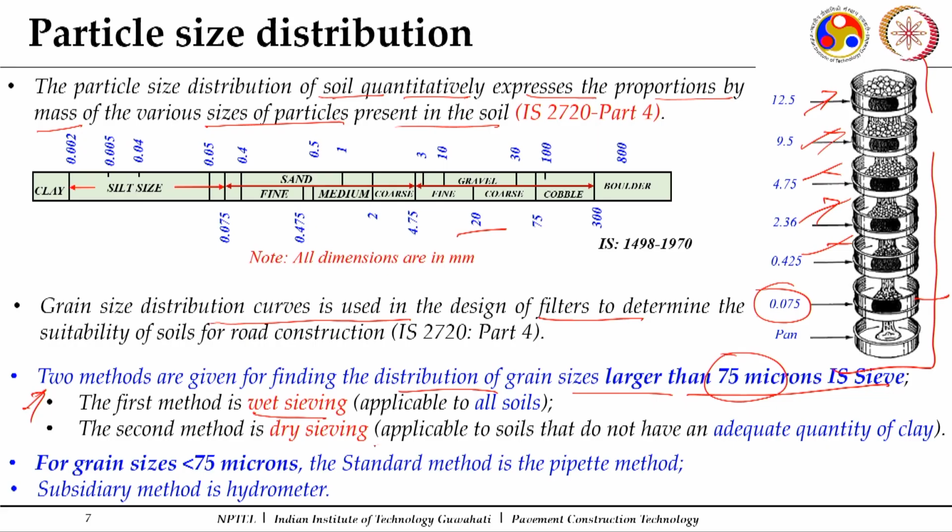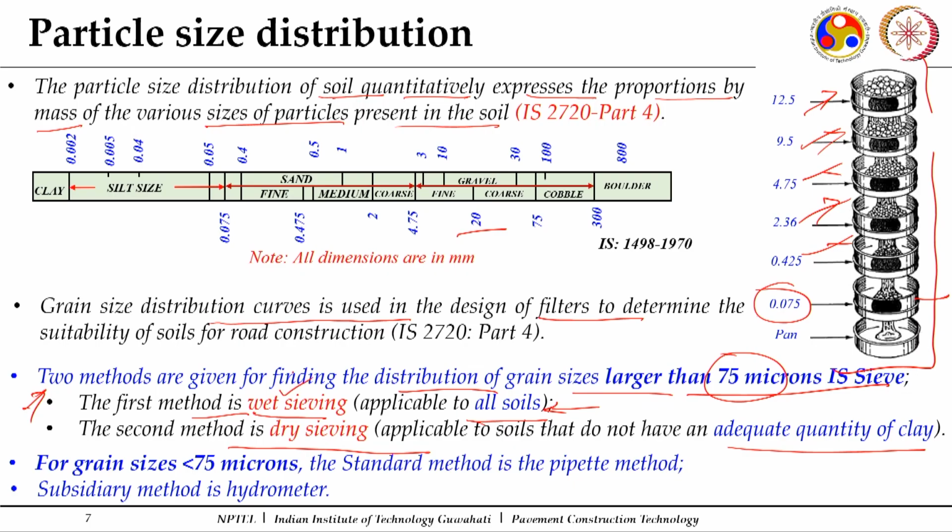The first is wet sieving, and the second is dry sieving. Now, when do we go for wet sieving and dry sieving? Normally, when clay content is more, the clay gets adhered to the bigger sizes of particles. So, in that case, when clay content is higher, you will prefer wet sieving, so that all the clay which is adhered or attached to your bigger aggregate particles or bigger soil particles gets washed, and you get a good determination of the sizes on different sieves.